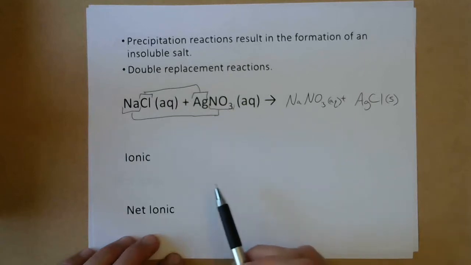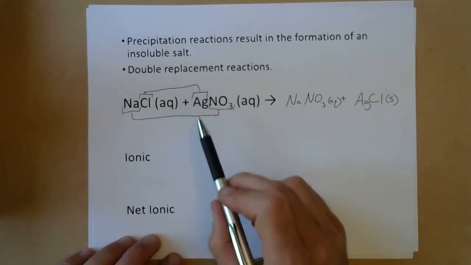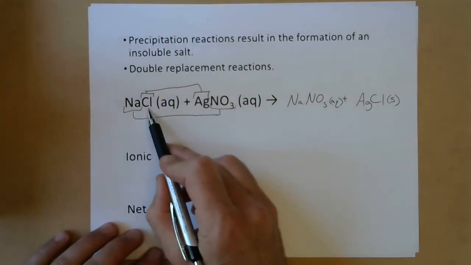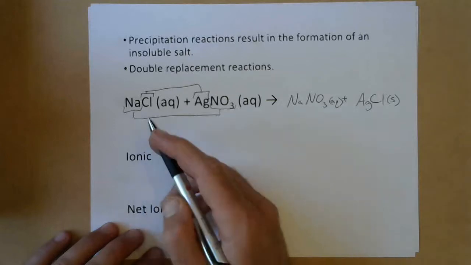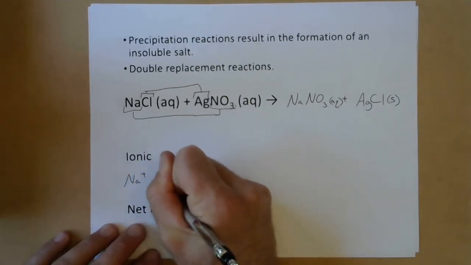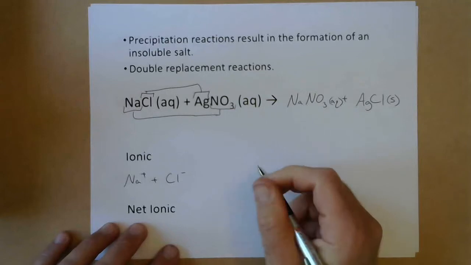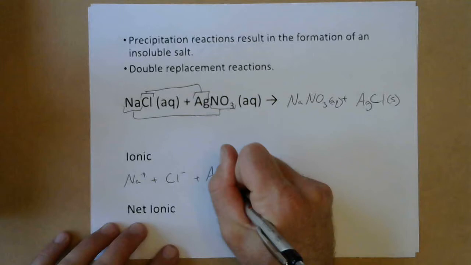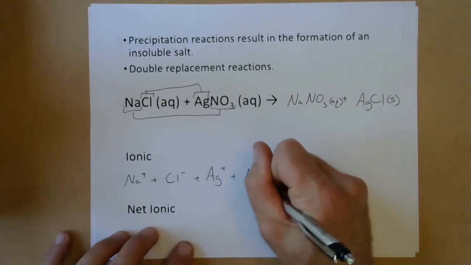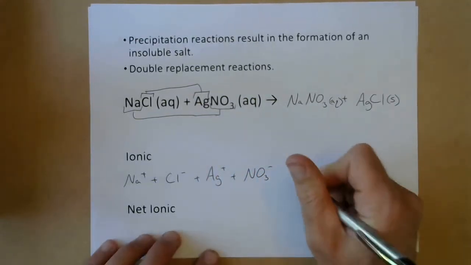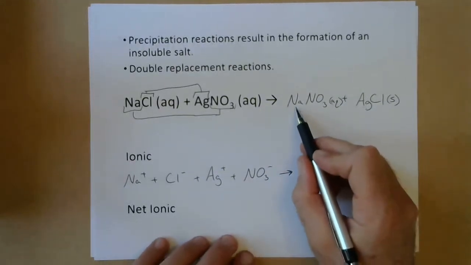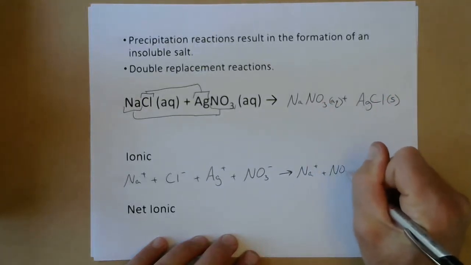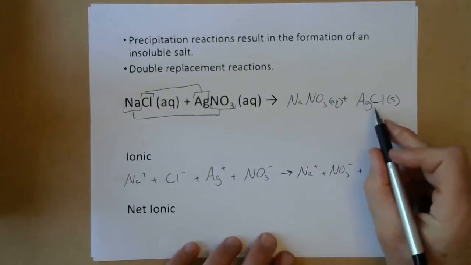Typically, with double replacement or precipitation reactions, we can write ionic equations. Since these things are present as ions, it's not really sodium chloride when it's in solution. It's really sodium ions and chloride ions. And then the silver nitrate, also aqueous, is really silver ions and nitrate ions. And when these things react together, they make sodium ions and nitrate ions and silver chloride, which is a solid.